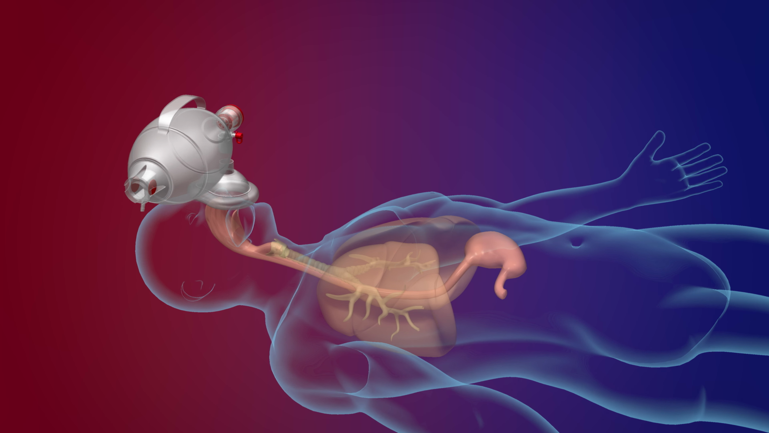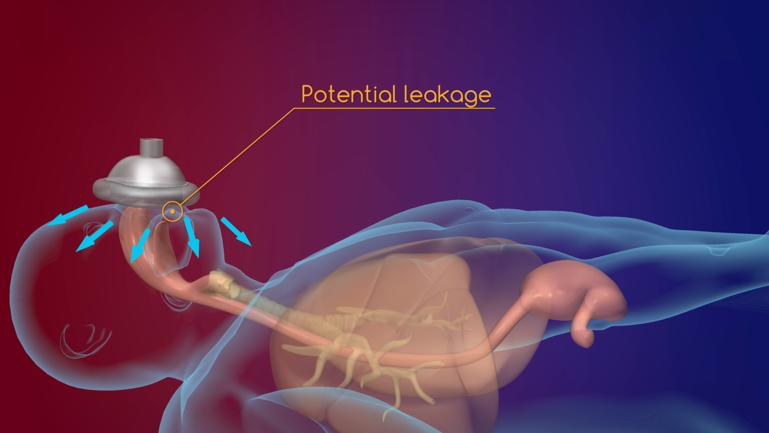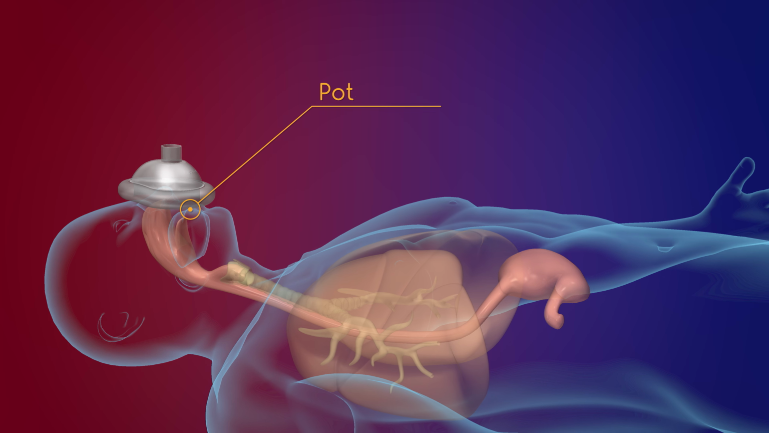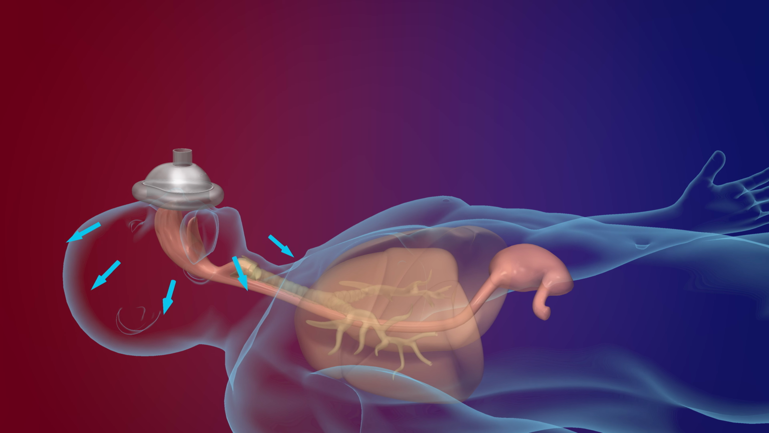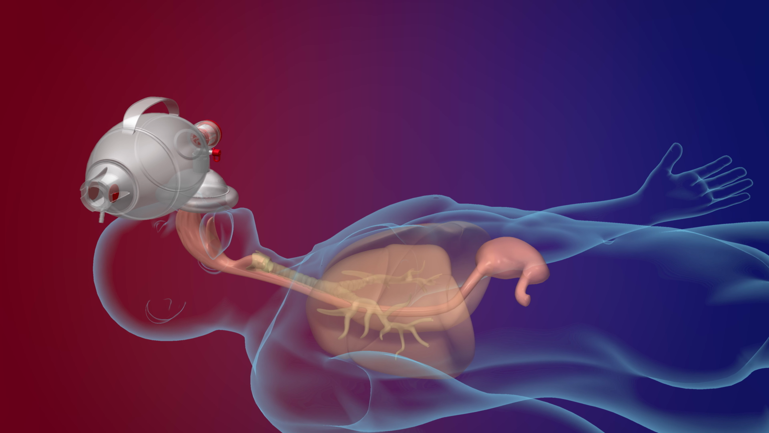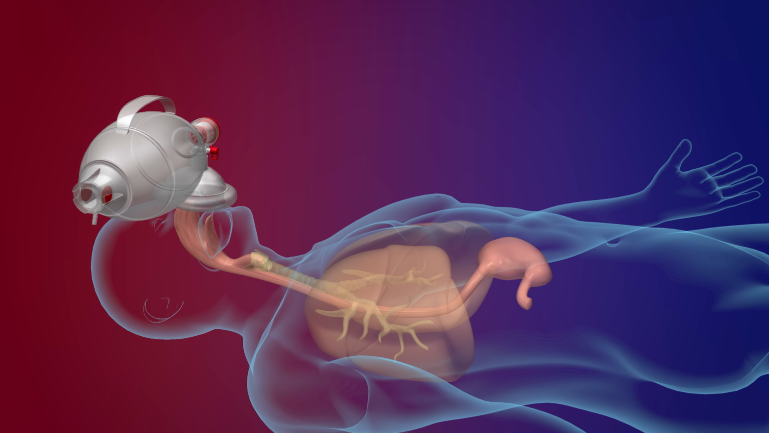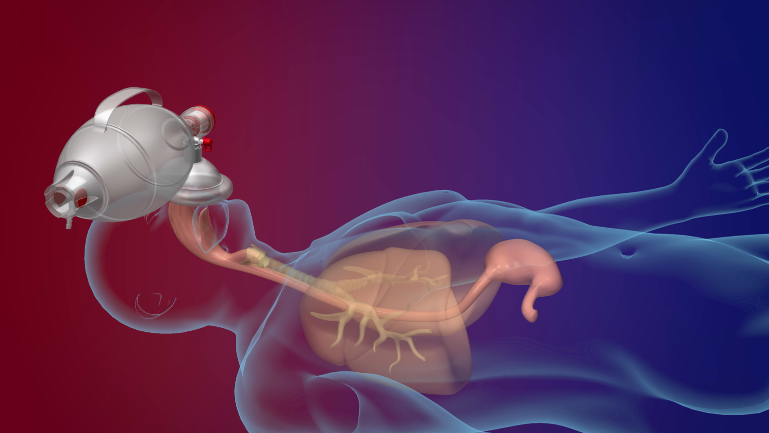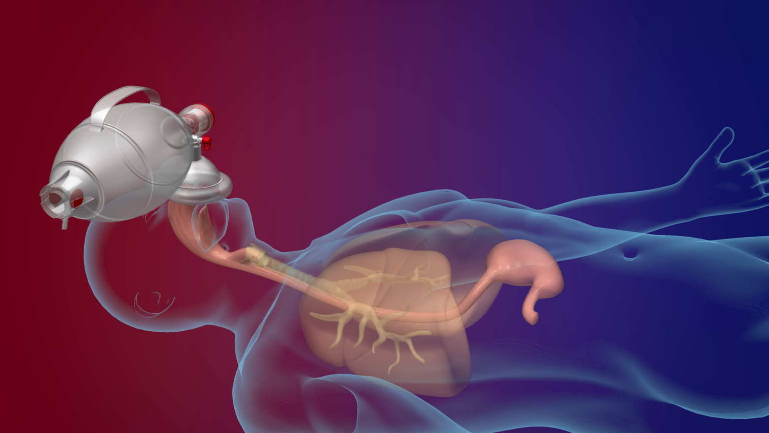If the seal is not adequate between the mask and the patient's face, some of the air leaks away before it reaches the upper airways of the patient. It's the first point of potential leakage. Leakage can also occur with a laryngeal mask or an endotracheal tube if the cuff is not correctly inflated or positioned. If this happens, then some of the air ends up in the stomach.